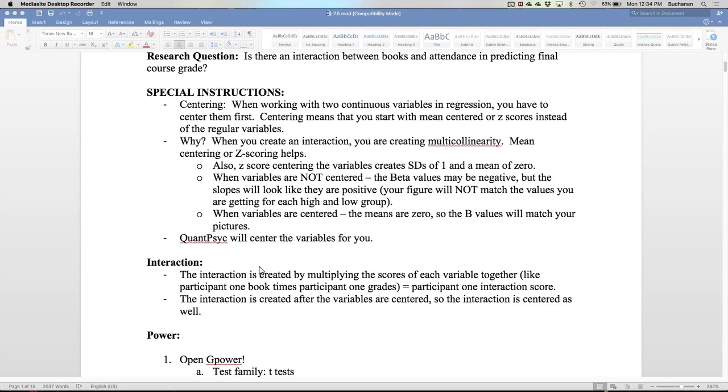When you create an interaction variable, all you do is multiply them together. So I take whatever your score is for attendance, whatever your score is for books, and multiply them. And the package we're going to use will do that for you. What that means is that you're creating multicollinearity. You're ruining additivity, if you will, because they're a perfect transform of each other.